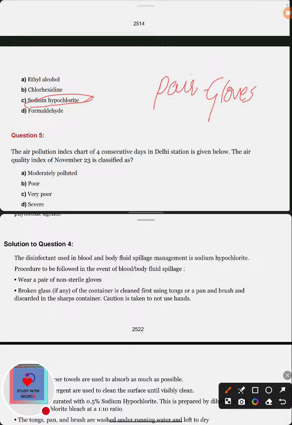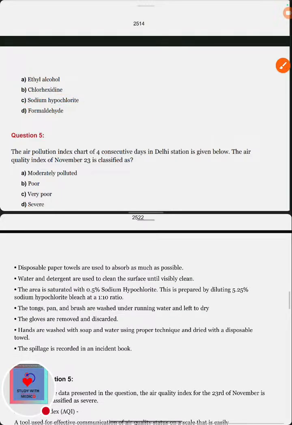Broken glass, if any, in the container is cleaned first using tongs or a pan and brush and discarded in the sharps container. Sharps container, okay? Caution is taken not to use the hand, that's why we use tongs and brush.